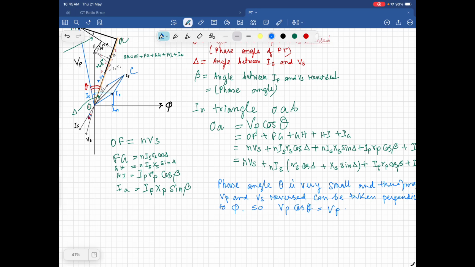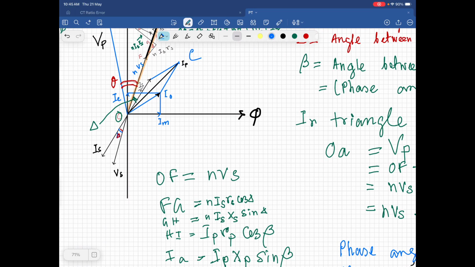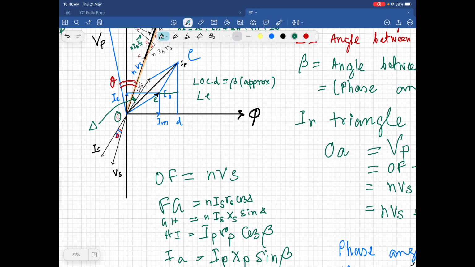Now we will draw a perpendicular line from C. So this is point D. Angle OCD is equal to beta, as an approximate value, very close. So angle OCD is equal to beta, and angle ECD is equal to delta approximately.